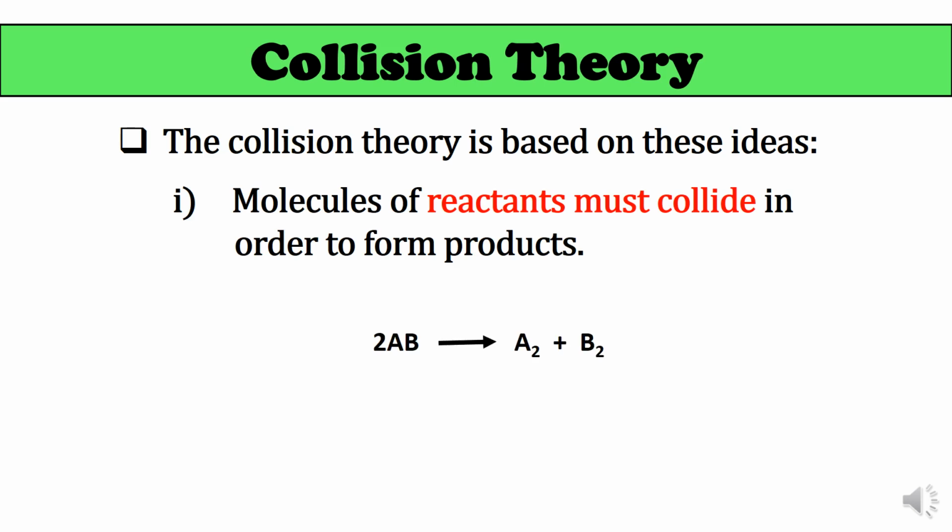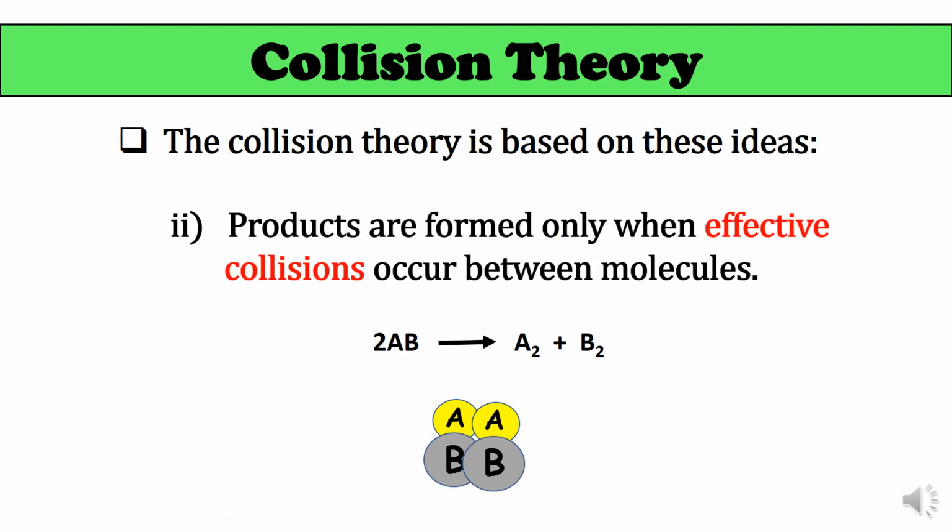So, for example, 2 mole AB produce 1 mole A2 and 1 mole B2. So the two molecules AB must collide in order to form the product. And the second idea is products are formed only when effective collision occurs between the molecules.